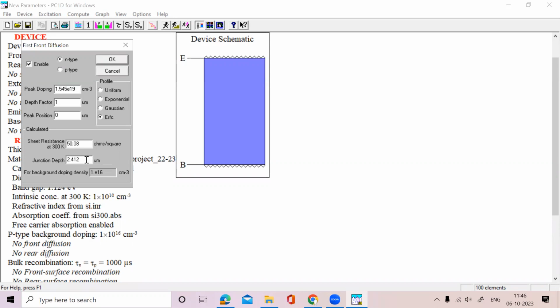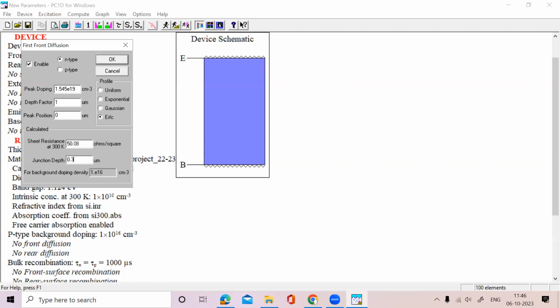Not understood? I will tell. In junction, what happened? The junction depth, I have to give 0.3 micron. When I do this, automatically my doping will change.